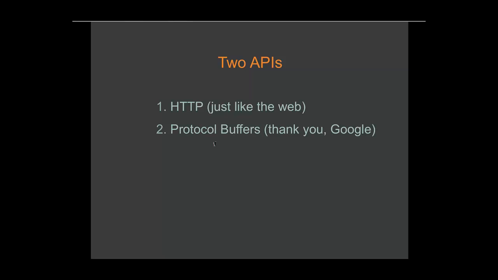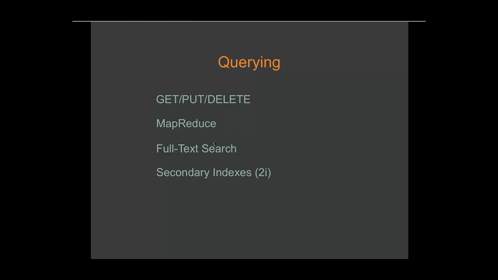Riak has two primary APIs, HTTP as well as protocol buffers. There are also a number of querying methods for Riak. We support simple get, put, delete options. We have full text search. We have secondary indexing that allows you to tag all objects at write time with metadata that can then be queried for exact matches or ranges. And then we also offer map reduce.